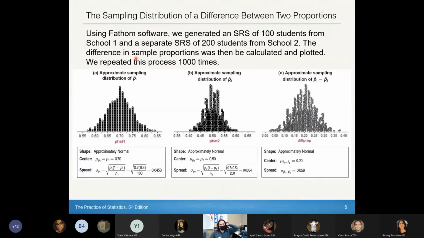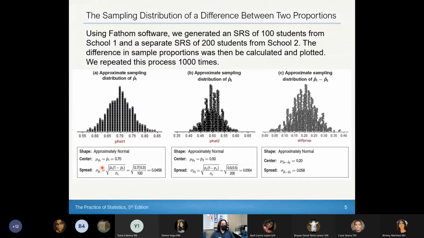So this again goes back to chapter 7 in our sampling distribution. We're repeating the same sampling over and over and over again, and we get this distribution. Right. So we have the approximate sampling distribution for P hat 1, the approximate sampling distribution of P hat 2, and the approximate sampling distribution of P hat 1 minus P hat 2. And we get shape, center, and spread for each of these based on those distributions.